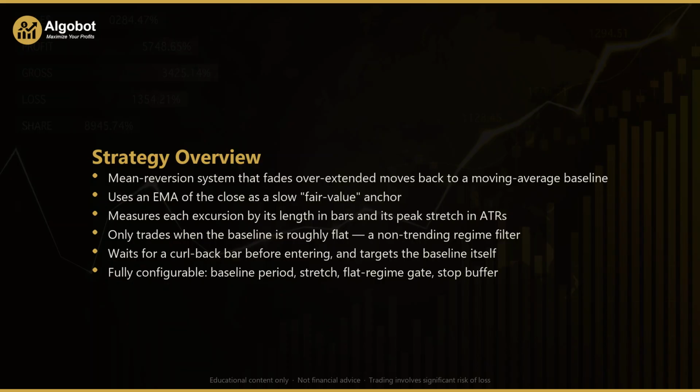The mental image the code uses is a rubber band pulled taut. A deep, long-lived excursion is a band stretched far from rest, and the further and longer it stretches, the more tension is stored. Now, a crucial filter. The strategy does not fade every stretch. It first checks that the baseline itself is roughly flat by measuring the slope of the moving average over a look-back window and comparing it, again scaled by ATR, against the ceiling. In a strong trend, a long excursion in the trend direction is simply the trend doing its job. That's not exhaustion, and fading it would fight the market. The flat regime gate is designed to keep the strategy on the sidelines during those trends.